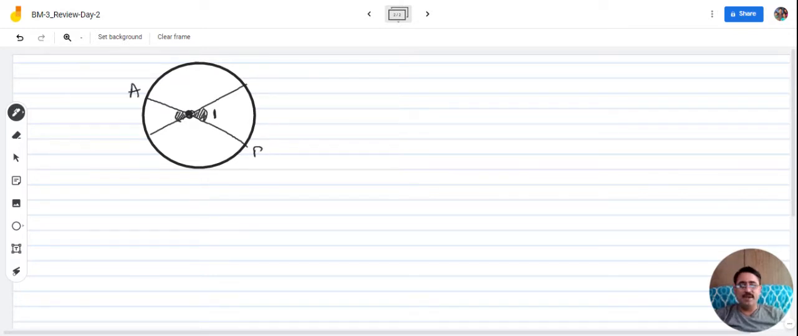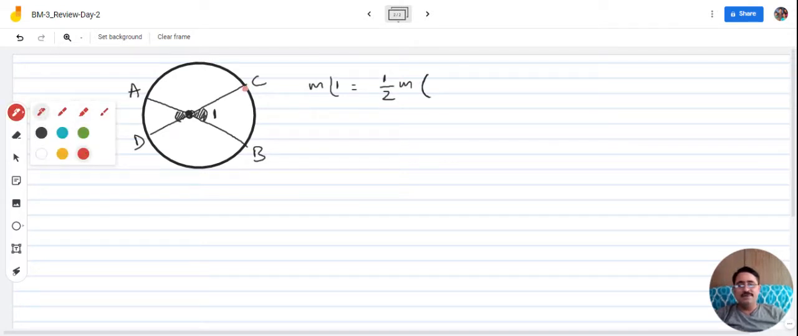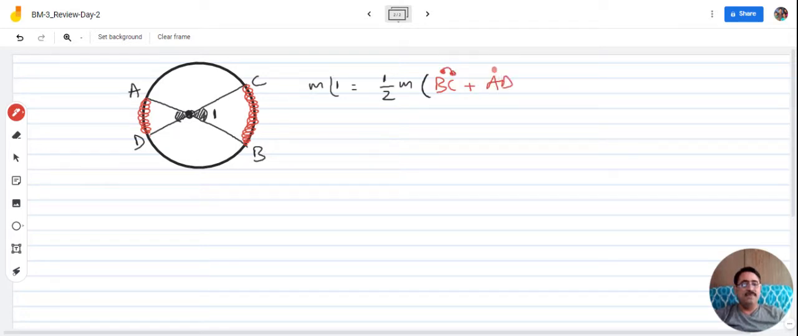So let's say that A, B, maybe C and D. So measure of angle 1 equals one half of the measure of, I see that there are two arcs. Please notice that this angle is associated with the two arcs. One is here and one is here, right? Therefore, one half of the measure of arc BC plus arc AD. So this is the rule.